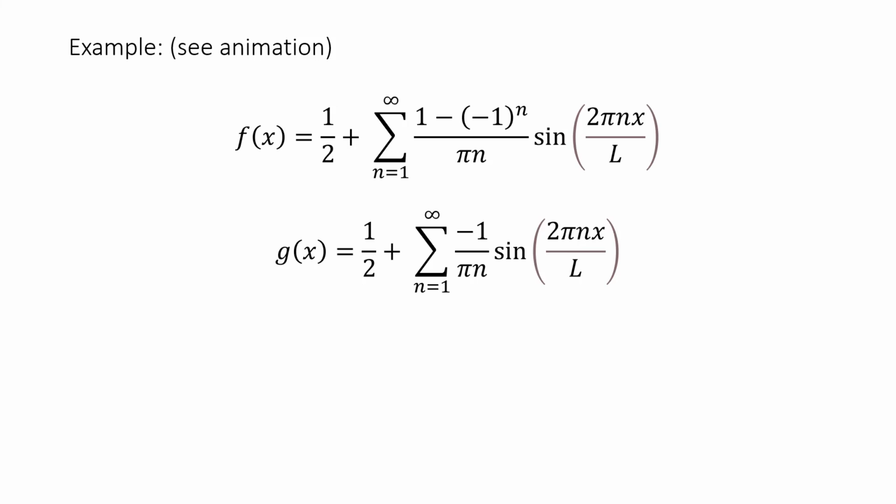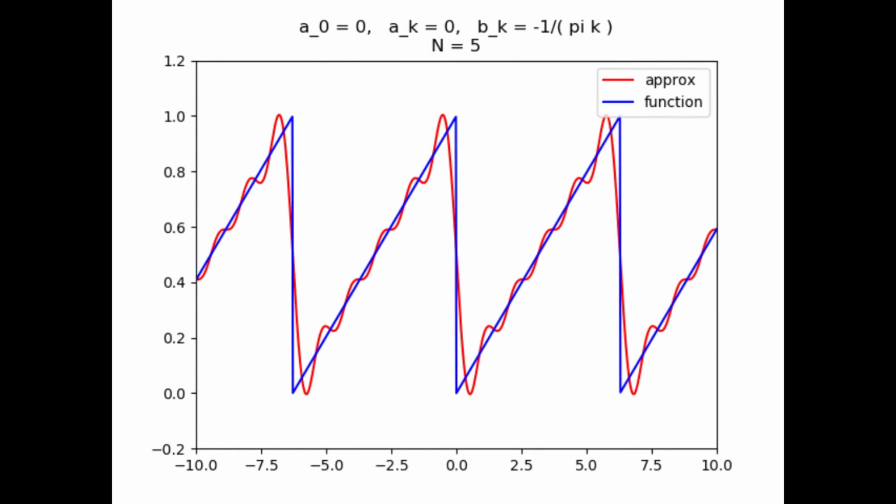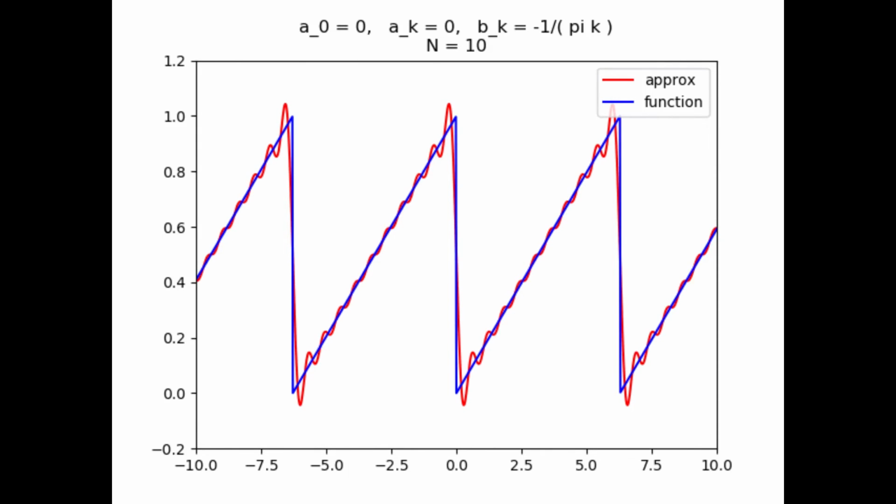The second example is the function g of x, which is given as a Fourier series. Again, it has the form 1 over 2 plus the sum starting at 1 going up to infinity. And what we add up is negative 1 over pi times n multiplied with the sine of 2 pi n x over L. And again, it makes sense to take a look at the partial Fourier sums to see what the infinite sum will approximately look like and what function we're actually approximating here.